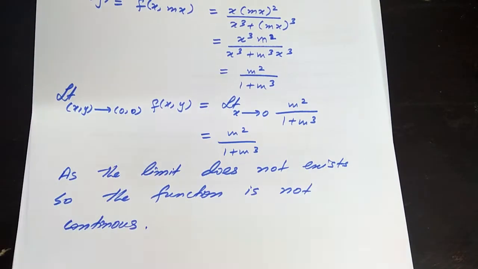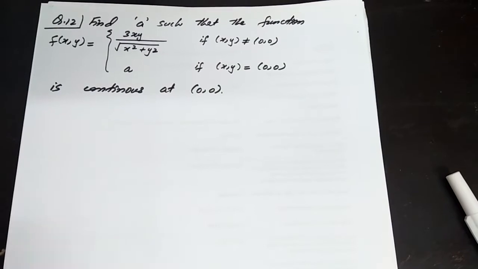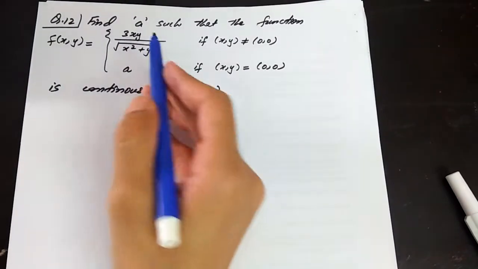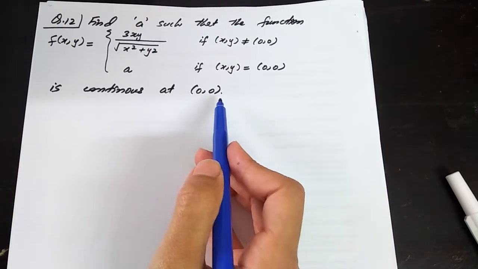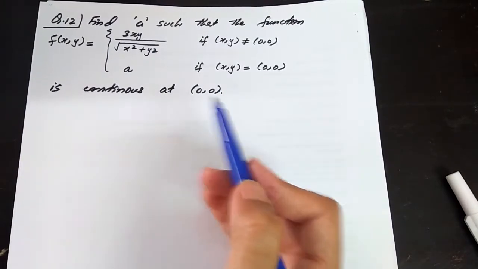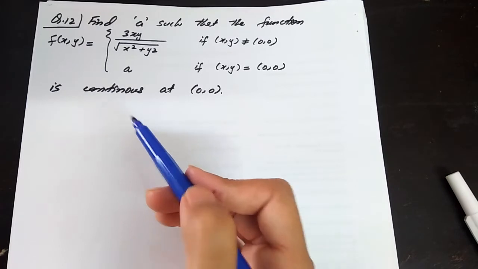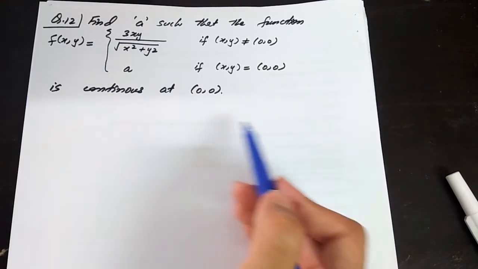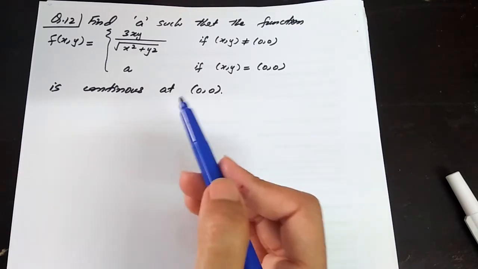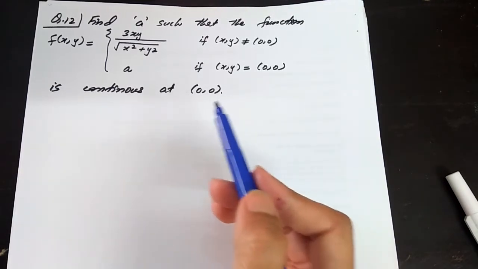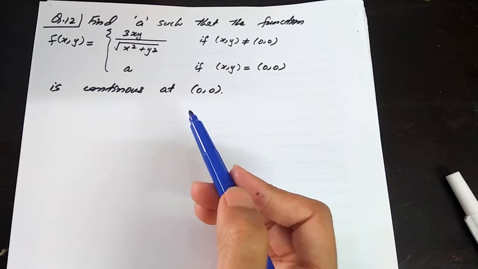Now let's move on to question number 12. In question number 12, we have to find out the value of a such that the given function is continuous at (0,0). For the continuity, we know that if the limit of the function equals the direct value of the function at the given point, then our function is continuous. So for that purpose, we have to evaluate the value of the limit.